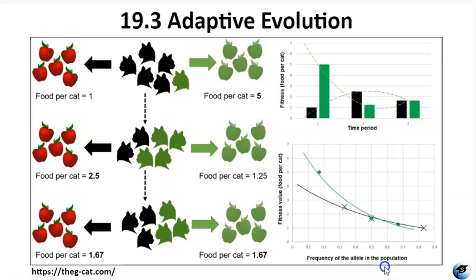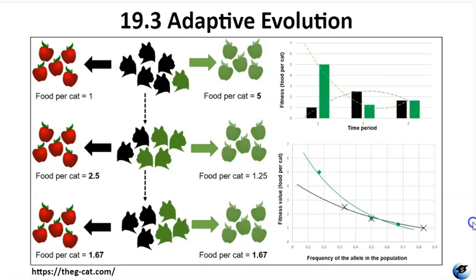To start with, the incredibly low frequency of green cats means that one green cat can exploit a huge food source compared to black cats. Because of this, natural selection favors green cats. However, in the next generation, evolution overcompensates and produces way too many green cats, and now black cats are getting much more food.